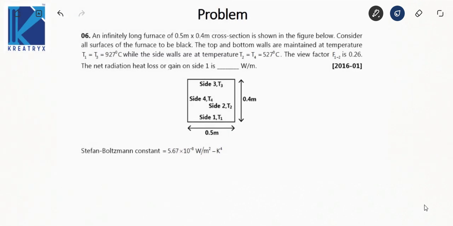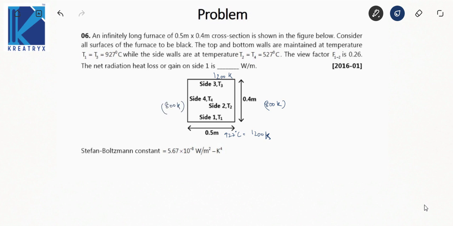An infinitely long furnace cross section has been given. Consider all surfaces of the furnace to be black. The top and bottom walls are maintained at temperature 927 degrees Celsius. I'll convert it in Kelvin here only, because ultimately you have to use the values in Kelvin. 927 degrees Celsius will be 1200 Kelvin. This will be 1200 Kelvin and T2 is equal to T4, which is 527 degrees Celsius, that is 800 Kelvin. This will also be 800 Kelvin.